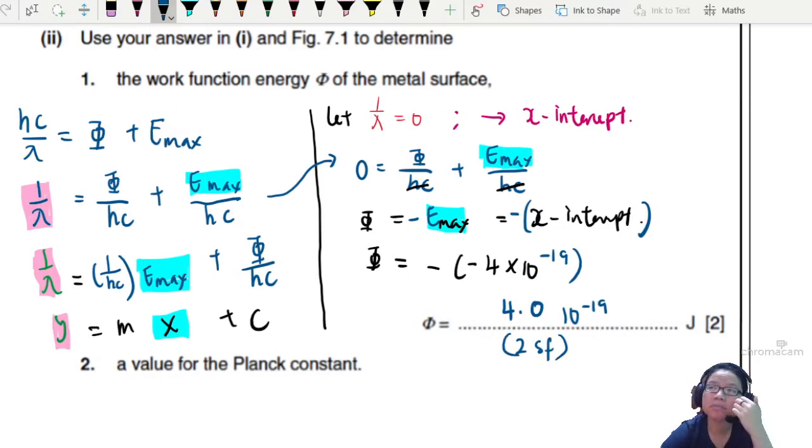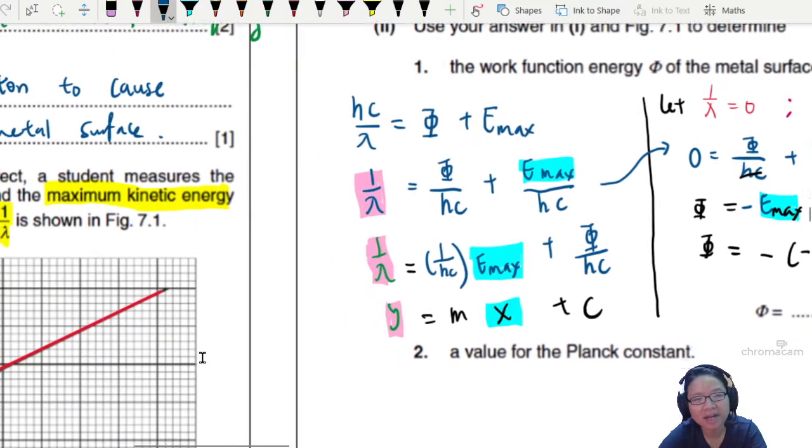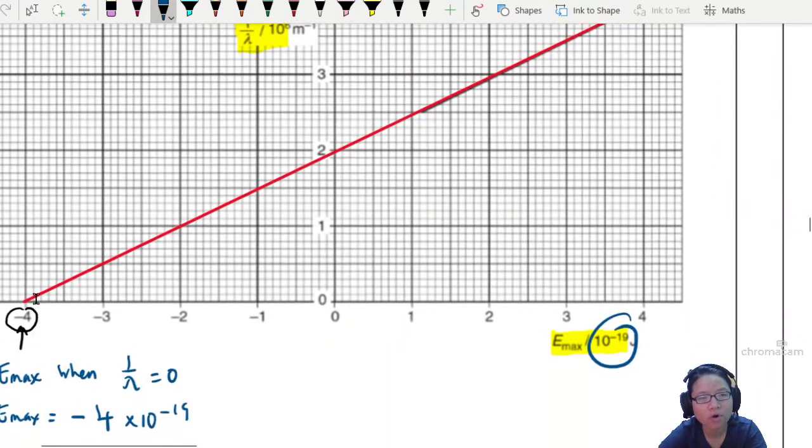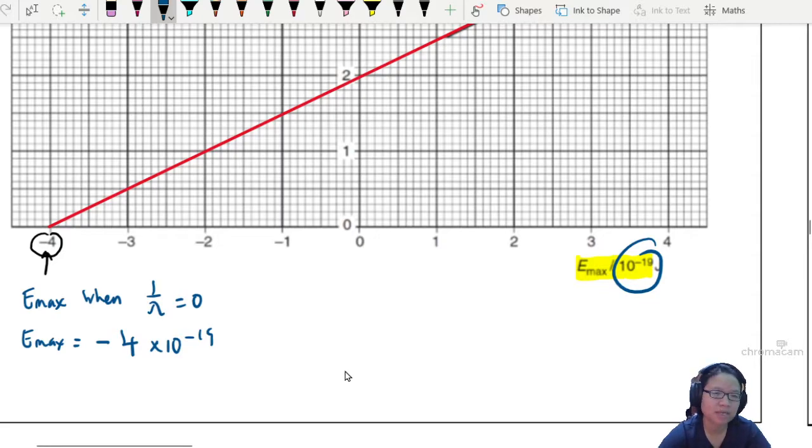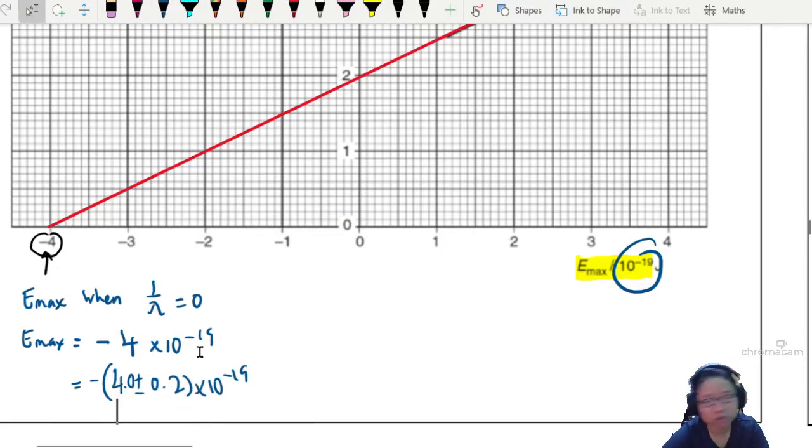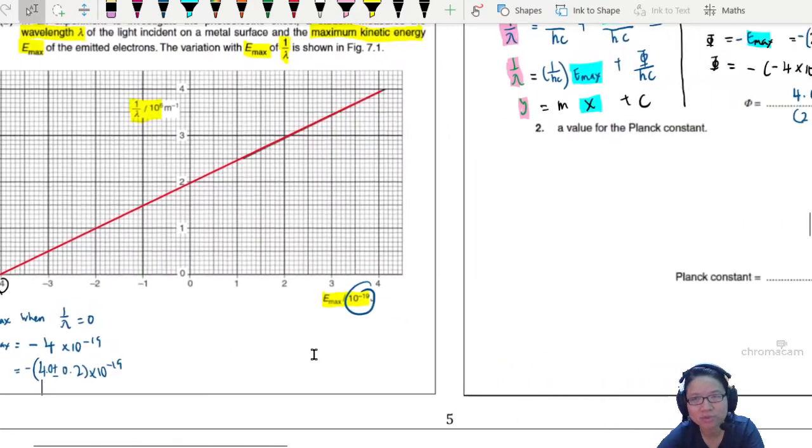You might be saying, Miss, when I extrapolate my line, I don't get exactly 4. Is there a range? Yes. As long as this Emax reading is between -4 plus minus 0.2 times 10 to the power of -19, you are golden. You're good. So 3.8, 3.9, 4.0, 4.1, 4.2, all okay.